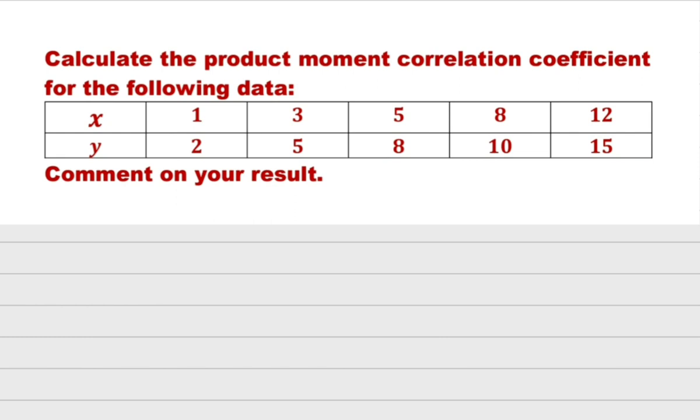I'm going to be working out a question on the correlation and regression analysis. The question says we should calculate the product moment correlation coefficient for the following data. But it doesn't stop there, it says comment on your result. You see, for us to solve this, we need to know the formula to use, okay? So let me show you the formula.